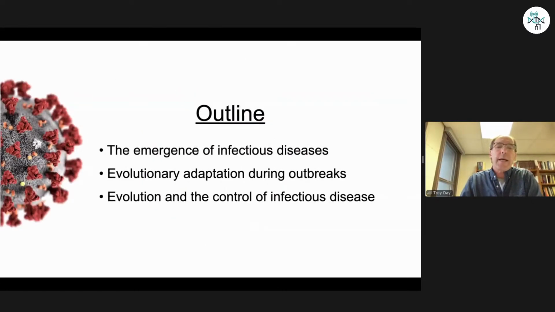So my talk is going to have three main parts, and it's going to follow basically the life cycle of an emerging infectious disease. I'll talk a bit about the epidemiological and evolutionary processes involved in the emergence of new infectious diseases. And then I'll move on to some ideas related to how we might expect evolution to operate on pathogen populations once a disease has taken hold in a new host population.